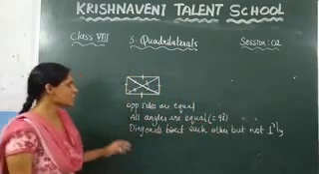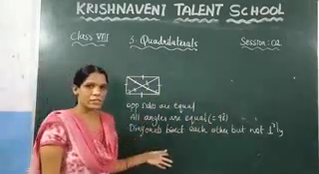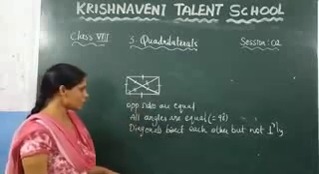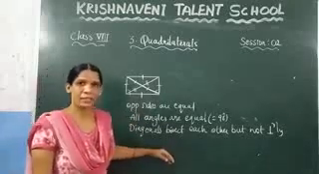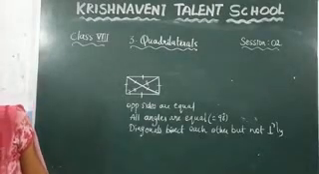So this is about the rectangle. What is meant by the rectangle? In a rectangle, opposite sides are equal and all angles are equal. Diagonals bisect each other but not perpendicularly. Next, see the next type of quadrilateral.